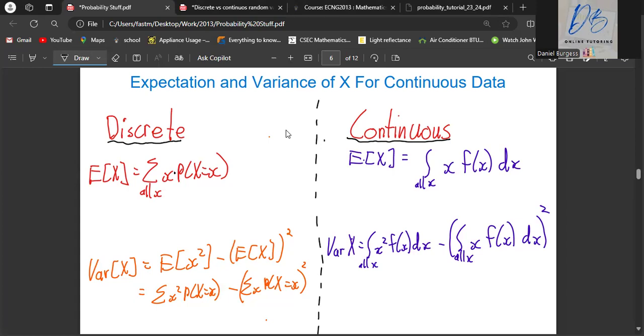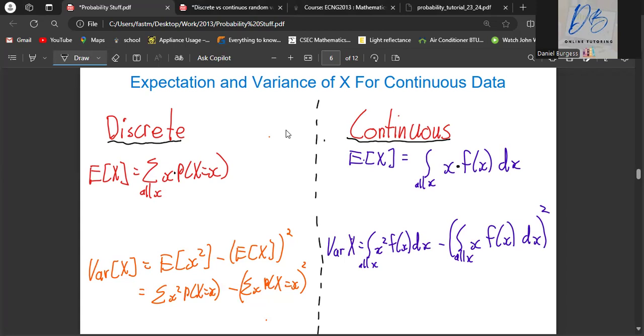So in all the equations the x is still there, but instead of the sum, it will be the area. For discrete, you add; for continuous, you integrate, because integration will give you the area under a graph. So the equation will just be the integral of x times f of x dx. That'll be the expectation equation for continuous.